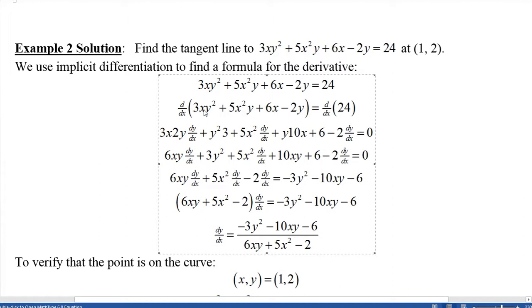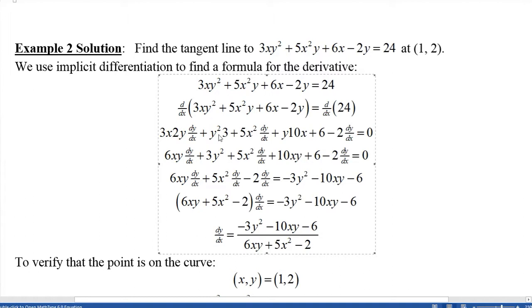Similarly, we want to take the derivative of 3xy squared. We want to think of that as the product rule. First factor is 3x, the second is y squared. So it's first factor, 3x, times the derivative of the second. Derivative of y squared is 2y times the derivative of y. Plus, now we have the second factor, y squared, times the derivative of the first factor. Derivative of 3x is 3.